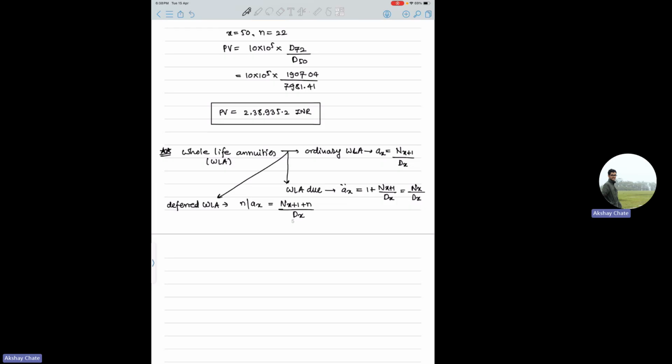For example, these are whole life annuities. Then there is something called temporary life annuities. That means you don't get it for the whole life, you get it till some time period. The formulas were given in the class itself. Maybe we'll take one problem here so that you understand.